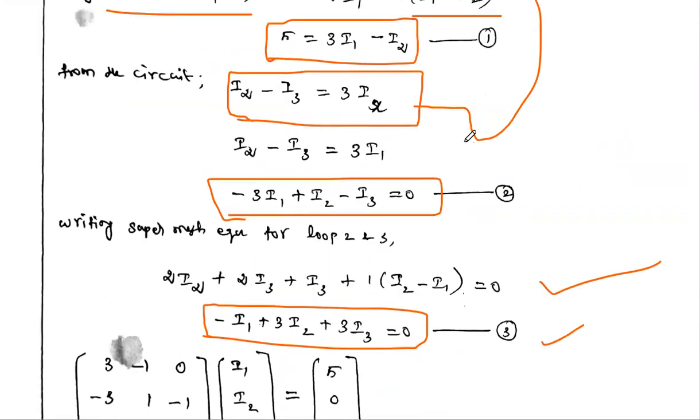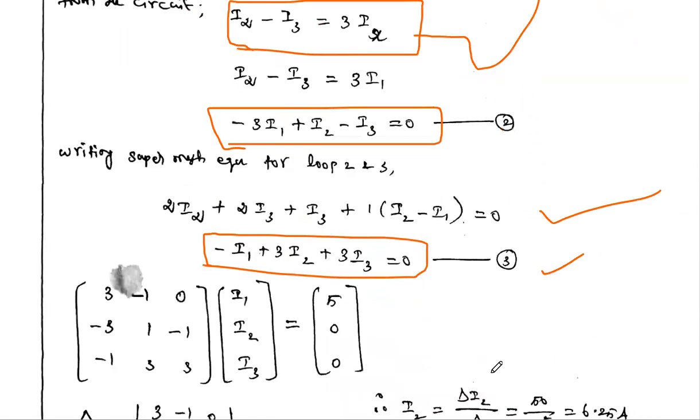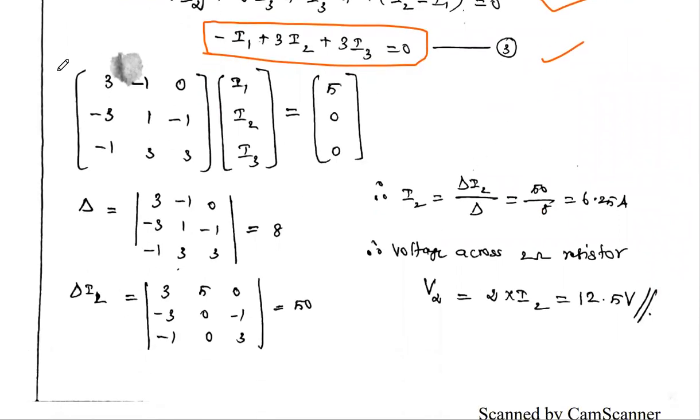Okay. So now we have the three equations, number 1, 2 and 3. So you convert equations 1, 2, 3 into matrix form. After converting into matrix, you find the del value. So the determinant of this matrix is 8.